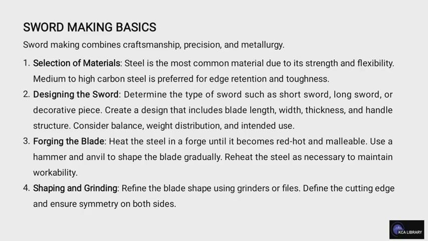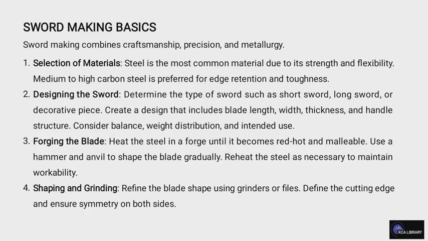Then another is designing the sword, where you determine the type of sword, such as a short sword, long sword, or decorative piece. The next is forging the blade, that is, heat the steel in a forge until it becomes red hot and malleable. Use a hammer and anvil to shape the blade gradually to what you actually want.